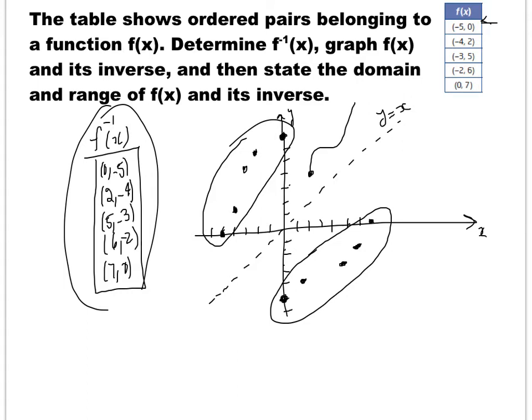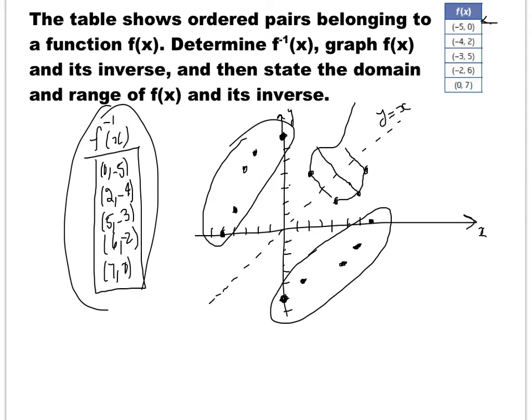This means that this point is going to be reflected here. This point is going to be reflected here. This point is going to be reflected here, and so forth. And then we can connect it together. So we can find the inverse function. In fact, the graph of the inverse function.